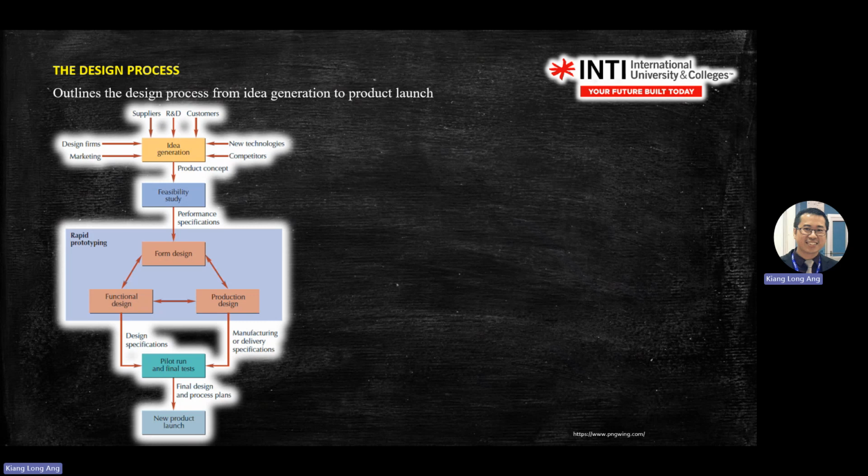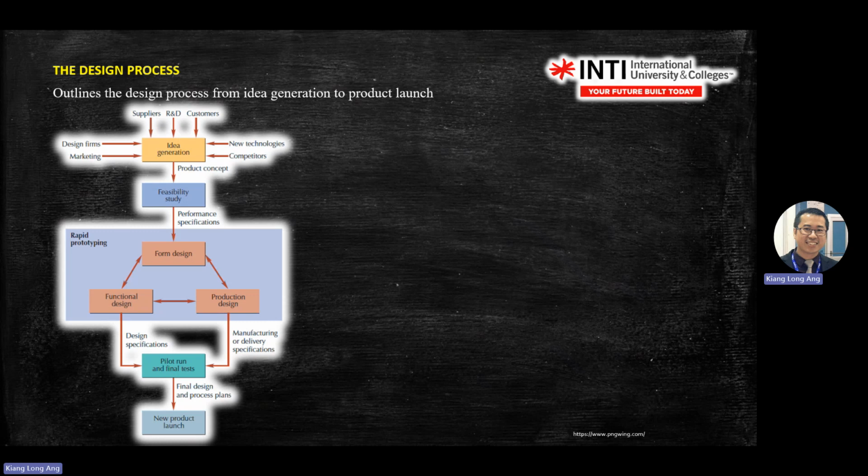process flow. Right. So first process, idea generation. You input from marketing. Marketing will tell you what is the customer requirement. Design firm, this one you have a subcon or you have a consultant that give you a design, right? Consult you on based on design. You need a supplier for the component of your products. R&D department, customers, new technologies, and competitors. These are the few things that is your input for idea generation. You gather all this input. The final outcome is product concept. This is the first one.